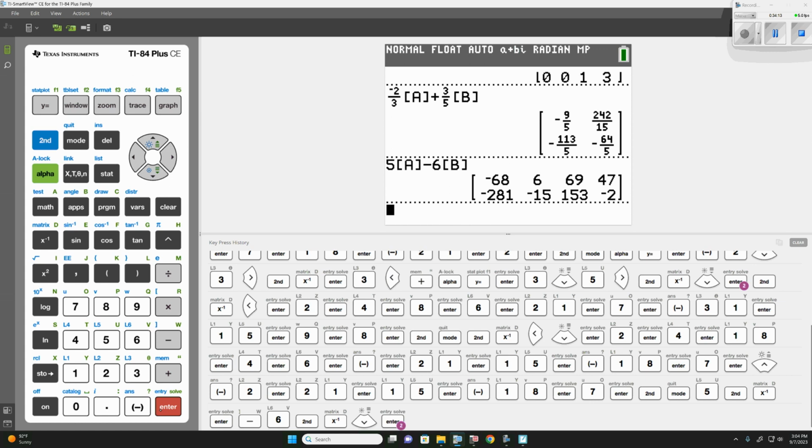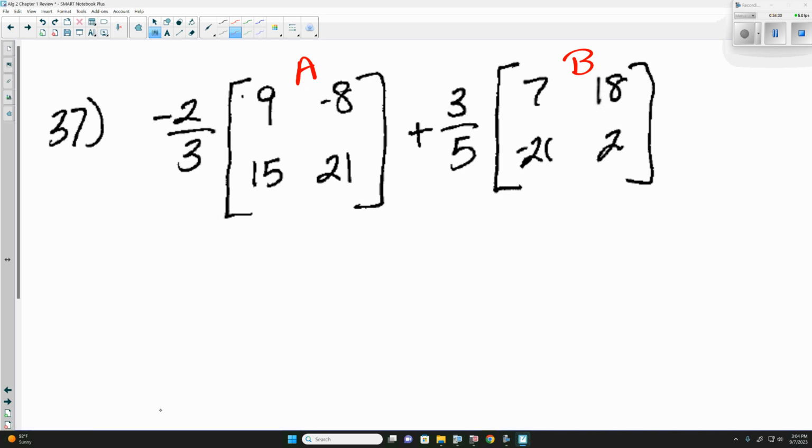Now, some of these, it's going to take you almost as much time, if not longer, to type them into the calculator for some of the addition and subtraction. So sometimes it's not faster to do it that way, sometimes it is. But that is it. If there was any that you didn't get to, the other video does have them, so you can watch them there.